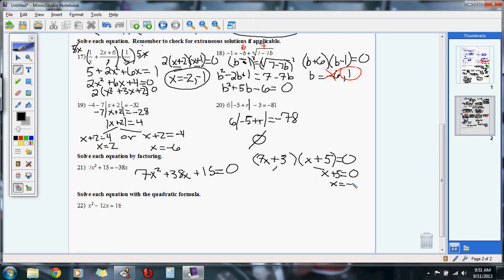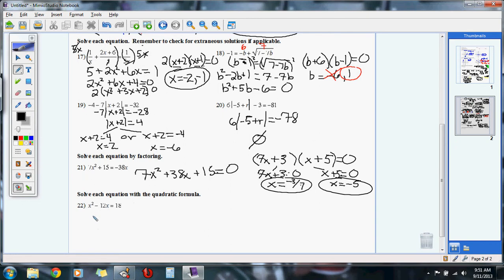So that's why I solve each of these and I get -5 here, and when I actually take 7x plus 3 and set it equal to 0, I subtract 3 and divide by 7, I get -3/7. And again, you want to check your work. Both will end up working here. All right, solve each equation in the quadratic formula.